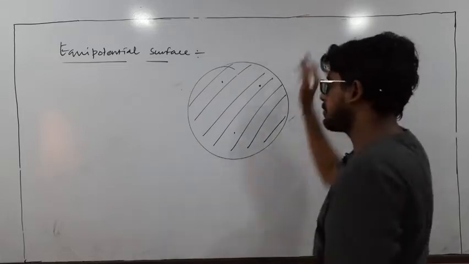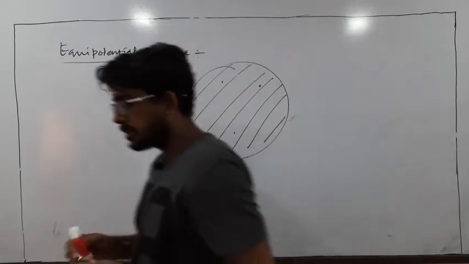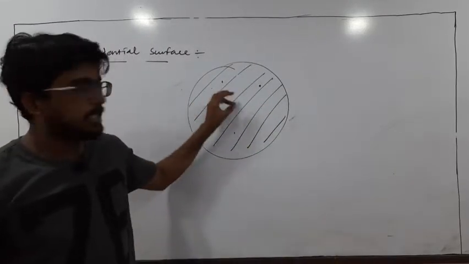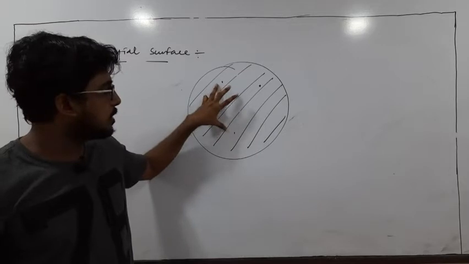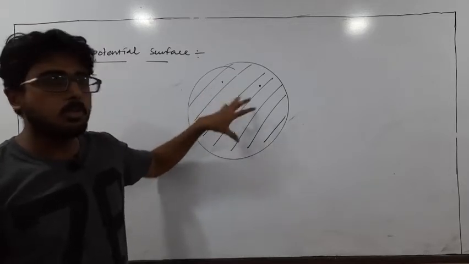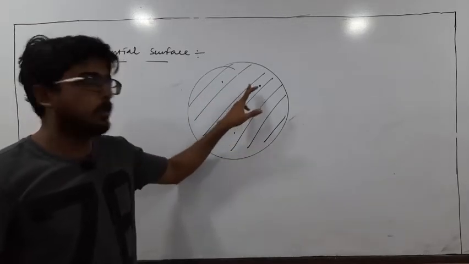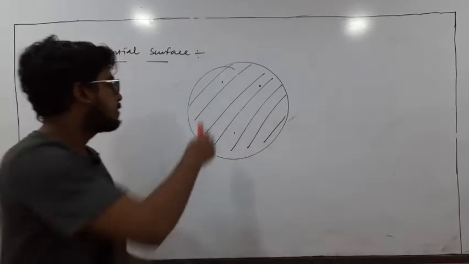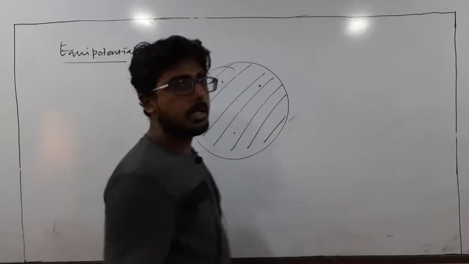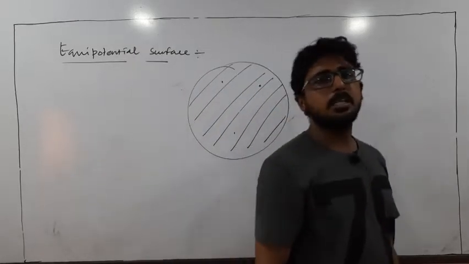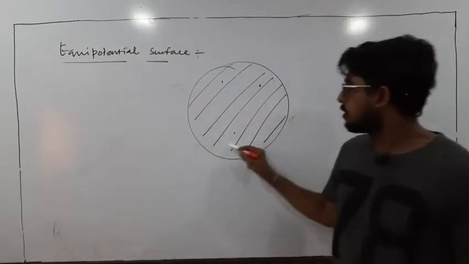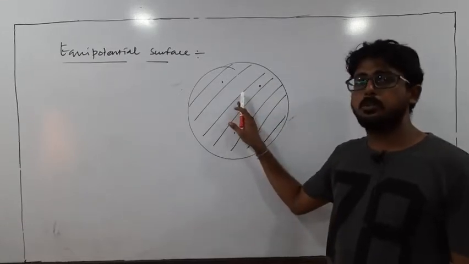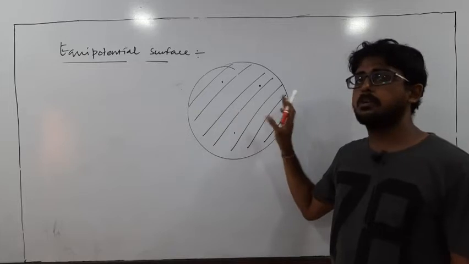What are the properties of an equipotential surface? As the potential at each and every point is the same, the potential difference between any two points will be 0. So the work done in moving a charge from one point to another on the equipotential surface is 0. Again, the electric field lines are always perpendicular to the equipotential surface, as no work is done. So the angle between electric field lines and the equipotential surface is always 90 degrees.